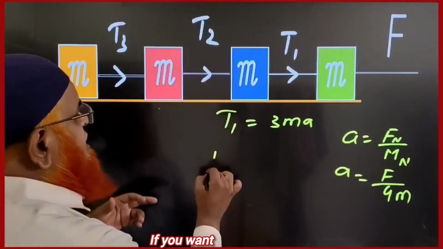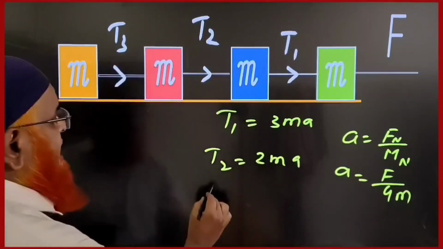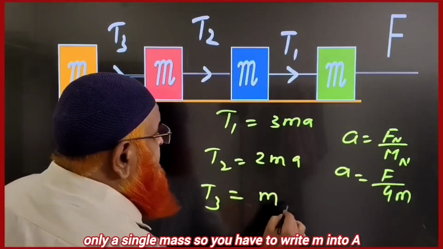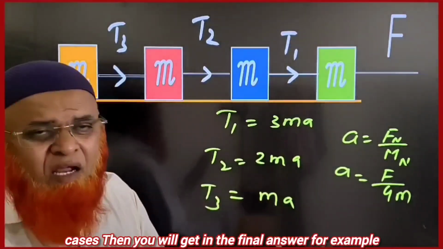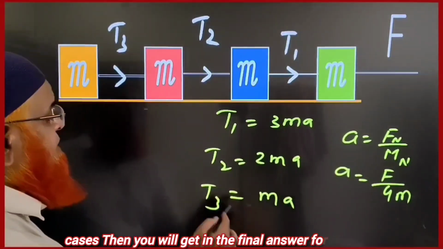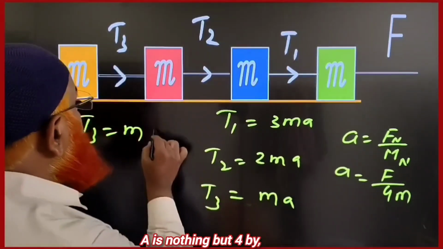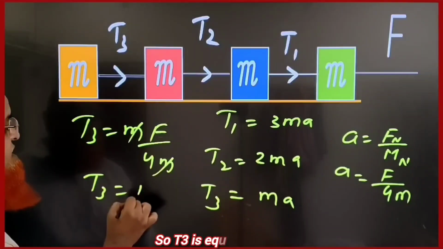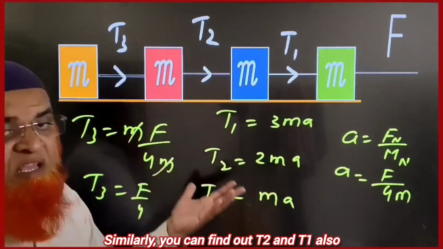If you want to find out T2 is pulling only 2 masses, you have to write 2m into A. And T3, if you want to find out it is pulling only a single mass, so you have to write m into A. This A value substitute in all the 3 cases, then you'll get in the final answer. For example, if you substitute in T3, you'll be getting m into A. A is nothing but F by 4m. Let's cancel. So T3 is equal to F by 4. Okay. Similarly, you can find out T2 and T1 also.